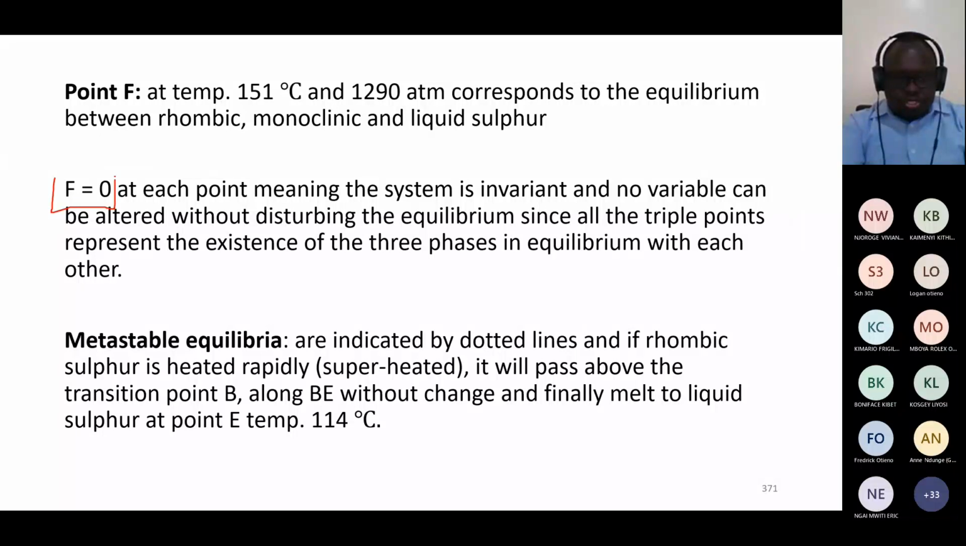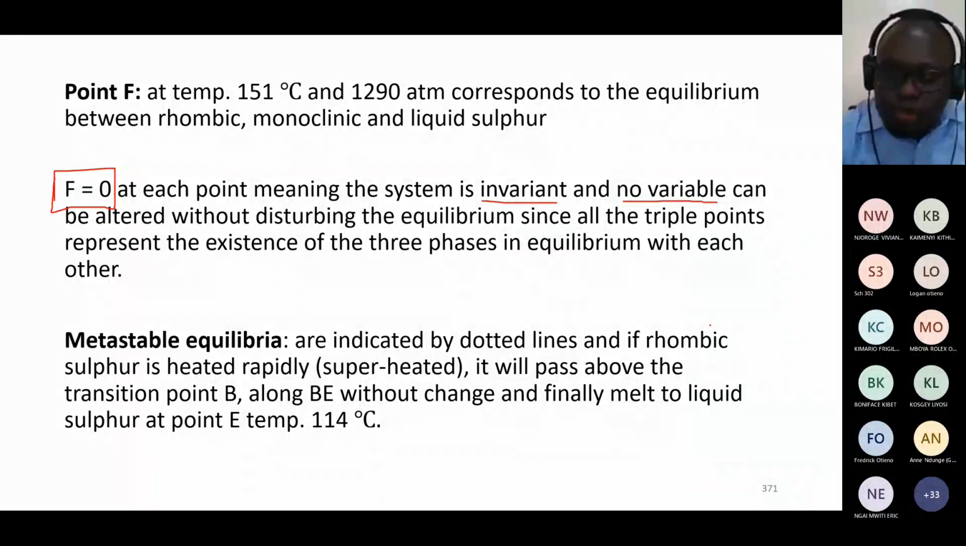Now at these 3 points, the degrees of freedom equals 0, and we say the system is invariant or nonvariant. What that means is that no variable can be altered without disturbing the equilibrium, since all triple points represent the existence of the three phases in equilibrium with each other.